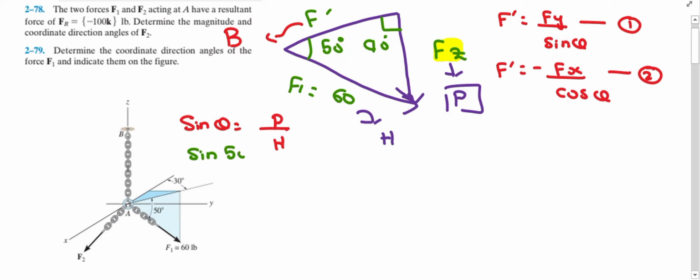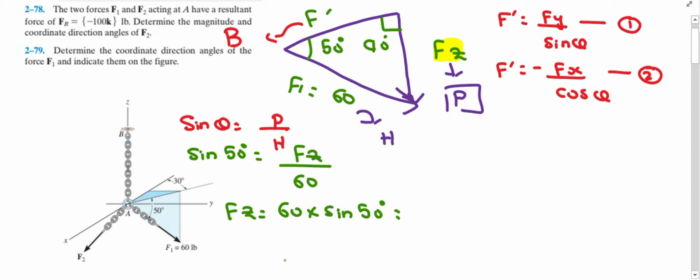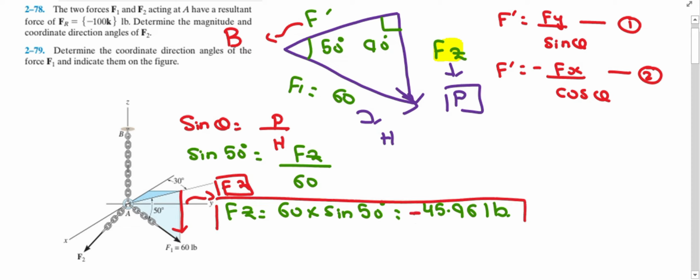Okay, so sine 50 degrees is equal to perpendicular upon hypotenuse, which is Fz upon 60. So Fz is equal to 60 times sine of 50 degrees. So 60 into sine 50, you will get 45.96 pounds. So what about the direction of Fz? This is the direction of Fz, and it is acting vertically downward. So based on its direction, the value of Fz is negative 45.96 pounds.